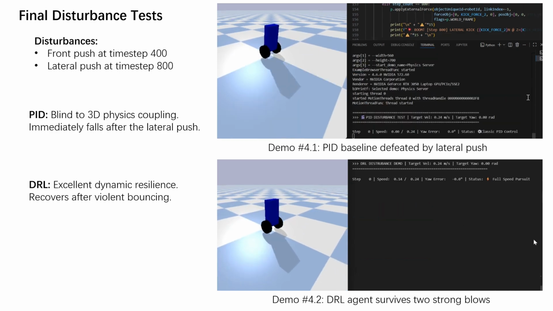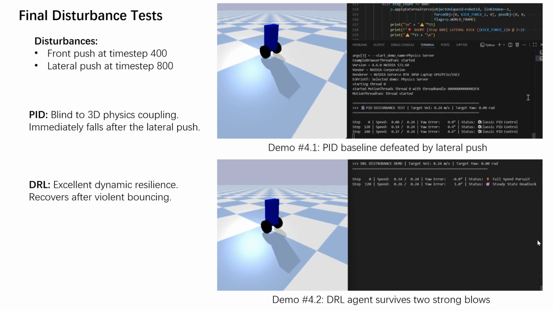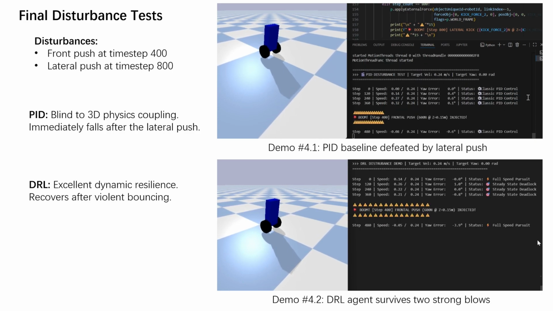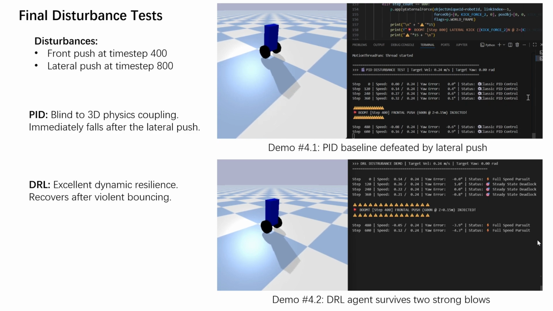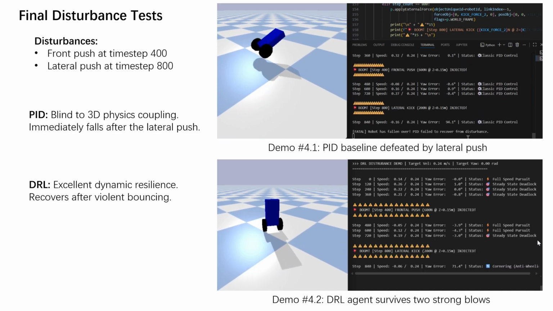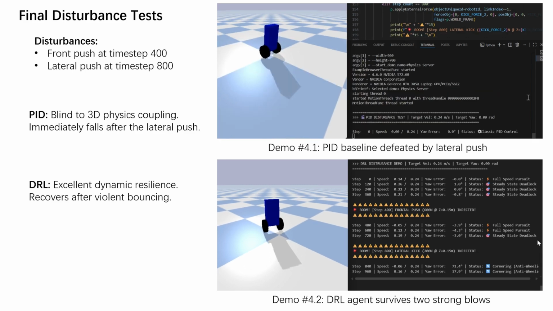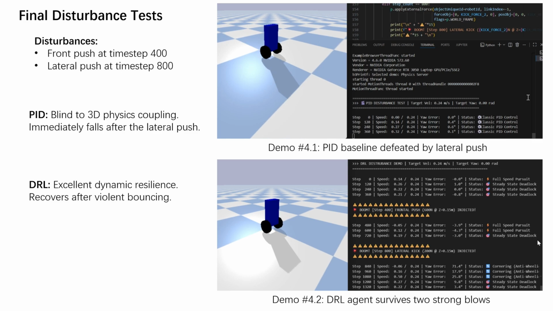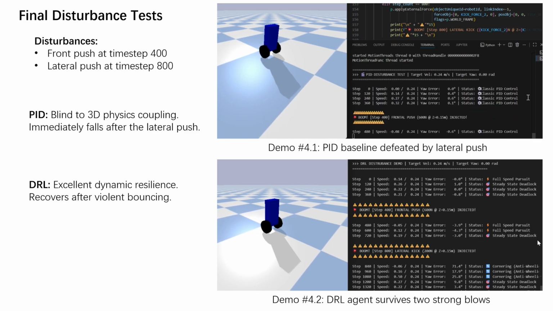Now compare that to our final DRL agent on the bottom. It demonstrates excellent dynamic resilience. When hit by the lateral push, it starts violently bouncing, but it successfully recovers its center of gravity and seamlessly resumes target speed tracking and yaw angle tracking.